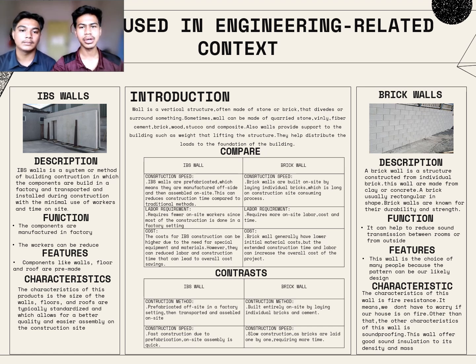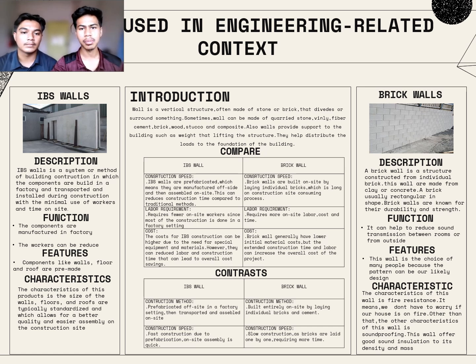First, let me talk about the introduction. The wall first. A wall is a vertical structure often made of stone or brick that divides or surrounds something. Sometimes a wall can be made of quarried stone, vinyl, fiber cement, brick, wood, stucco, and composite. Also, walls provide support to the building, such as weight lifting the structure. They help distribute the load through the foundation of the building.